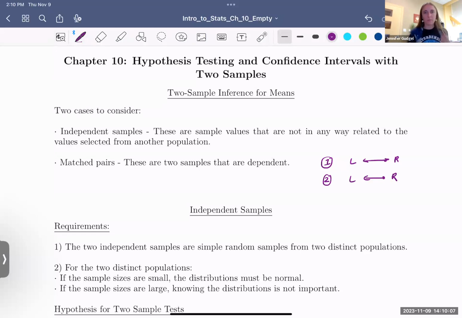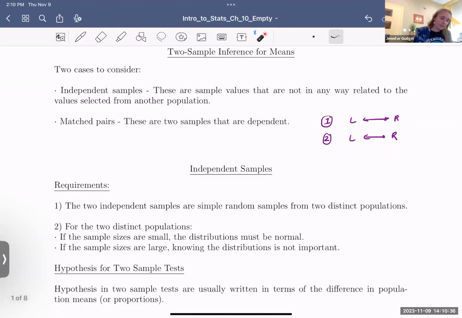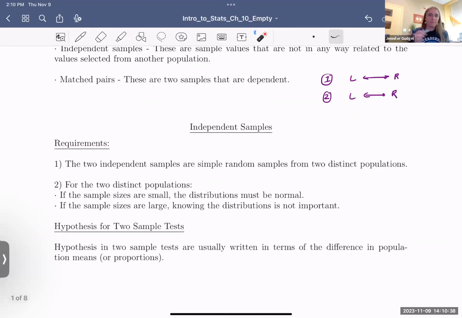A lot of the time when we're doing matched pairs, we're talking about subjects of some kind of medical test or other experiment where you have a before and an after piece of data for the same person, so they need to be paired together. So those are the two types of means. We will also be doing two proportions, and those will be independent. So three sections overall. We are starting with independent samples for means. Let's just dive right in.